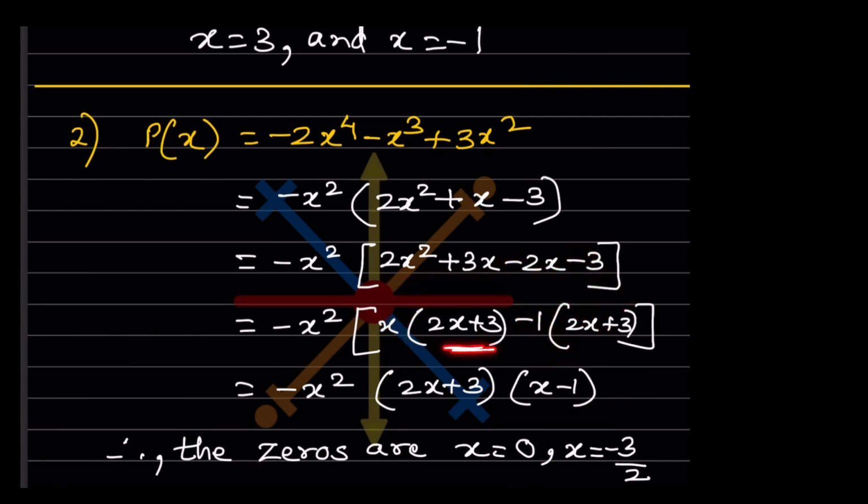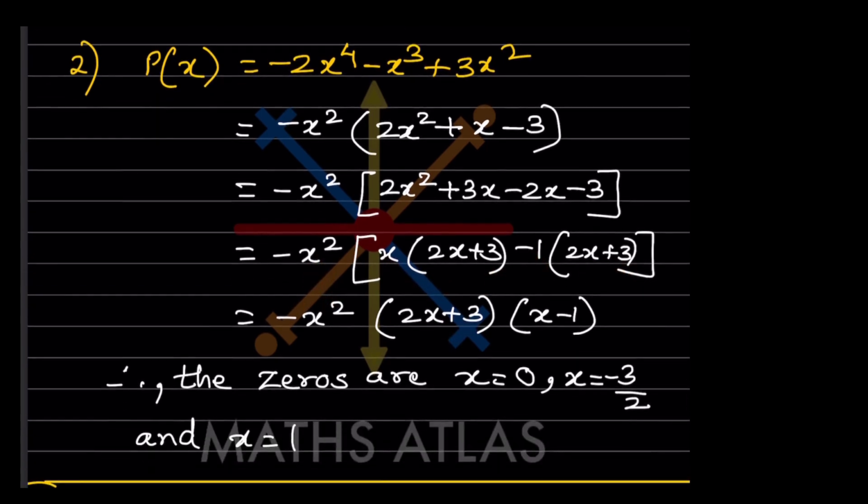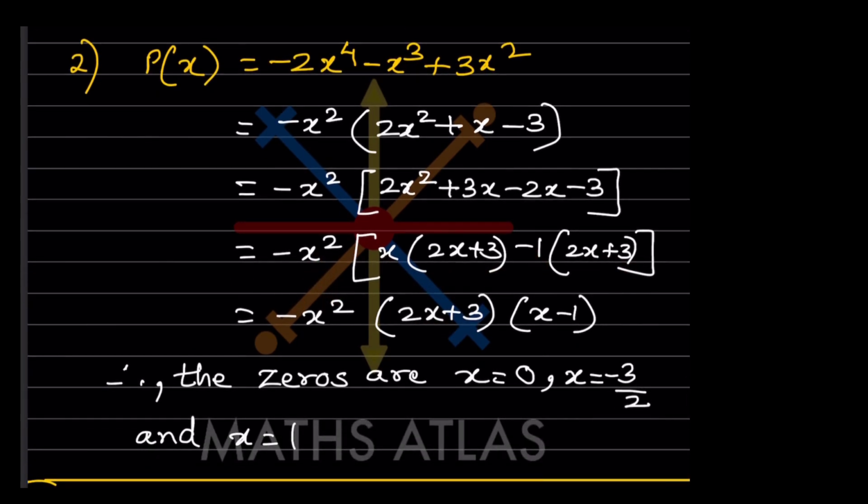Now you can see both the brackets are the same. This will be the same, so you are going to write only 1, and what remains is x minus 1. So now what you can do here, you can write minus x square is 0, which means x is going to be 0.